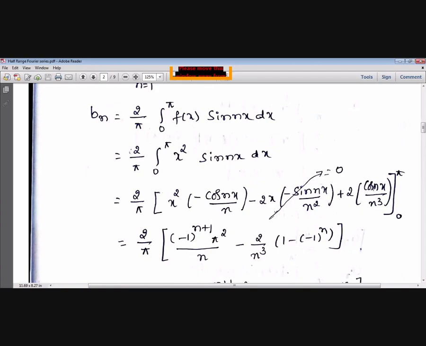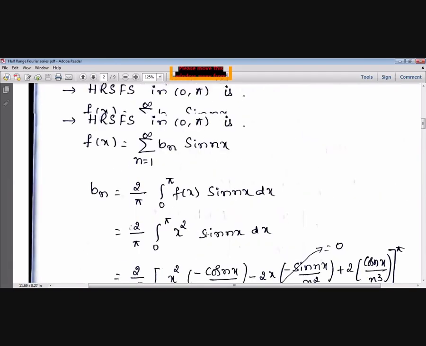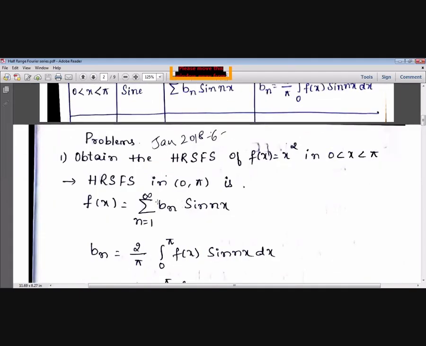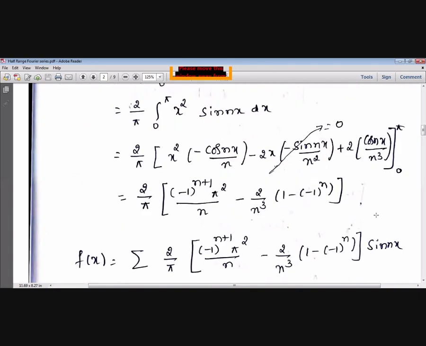For the upper limit, 2 cos n pi, 2 into (-1) power n, by n cube, minus 2 into cos 0 by n cube. So this is after substituting the limit. Substitute these values in this expansion. Bn we calculated here. Substitute this, that's all. This is the problem solution.